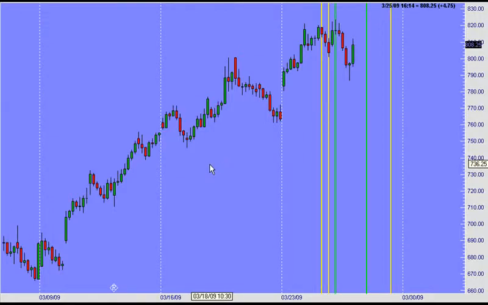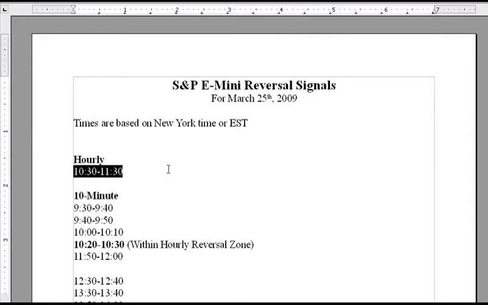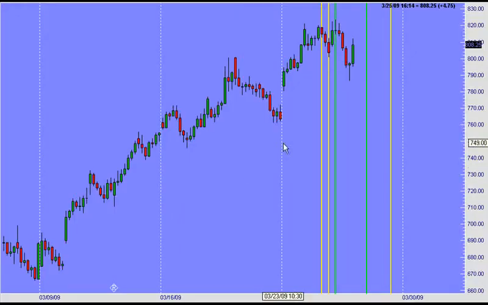So how did the reversals do that we forecasted for March 25th? Well, let's take a look at a few of the reversals. Here's the hourly chart, and you can see the reversals that we listed. We had one expected for today, and just quickly, let's go over to our page where we're listing the times, and you can see that from 10:30 to 11:30 is where we listed for reversal.